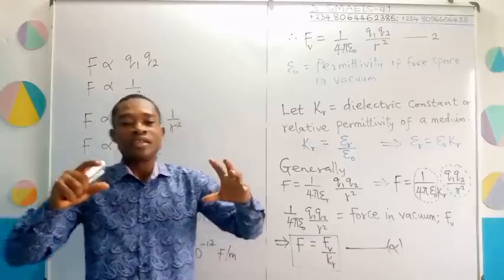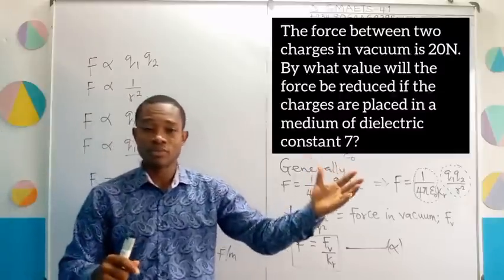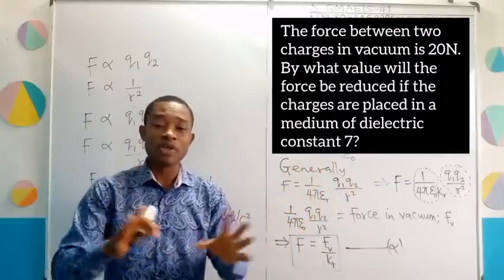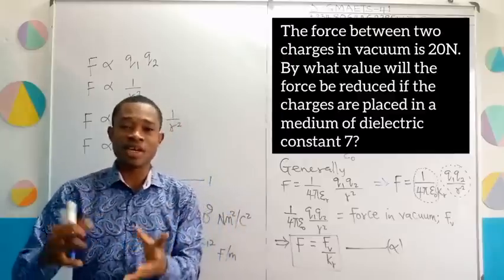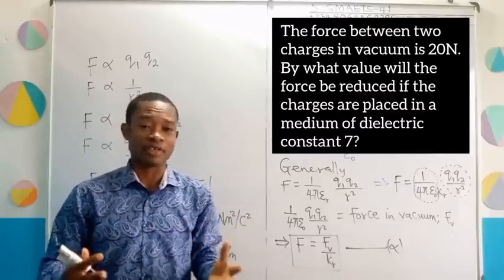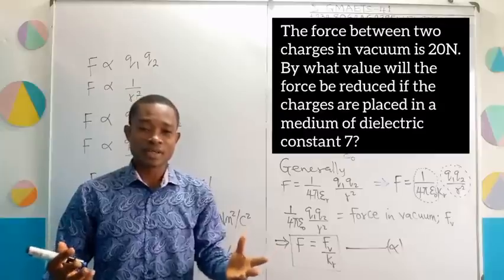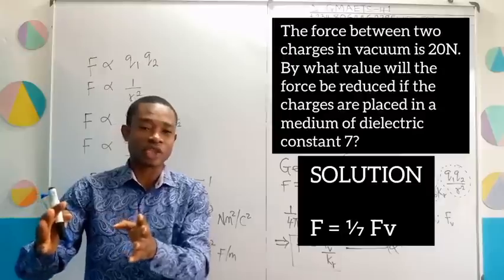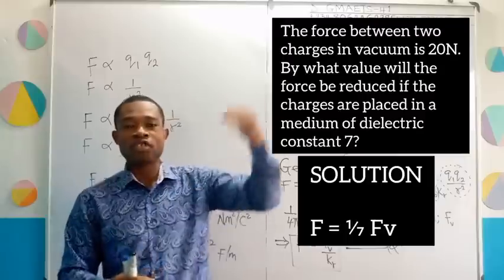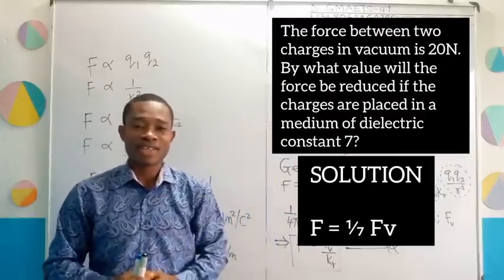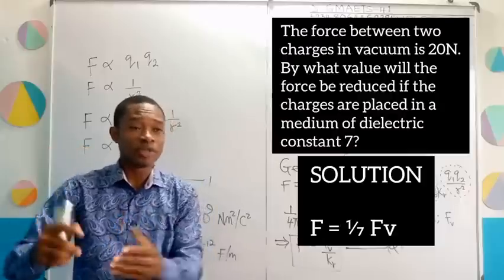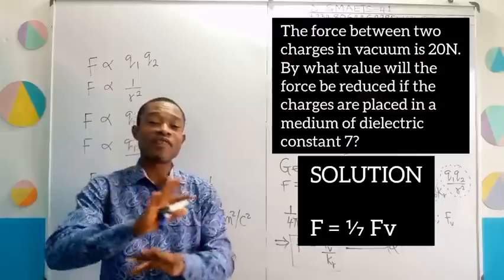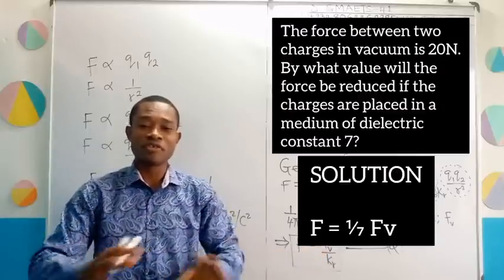The force between two charges in vacuum is given as 20 Newton. By what value will the force be reduced if the charges are placed in a medium of dielectric constant 7? The result is simple. The force between the charges when they are placed in the medium of dielectric constant 7 will be the force in vacuum reduced 7 times. So that means that the force in the medium is going to be 1/7 the force in vacuum. So whatever the force in vacuum is, all you have to do is to divide it by what?